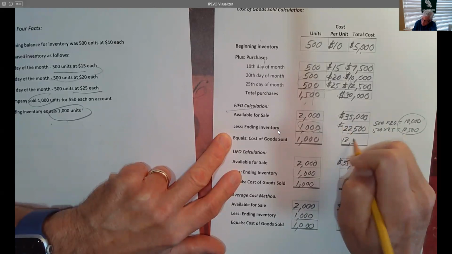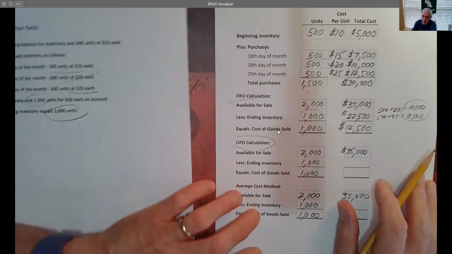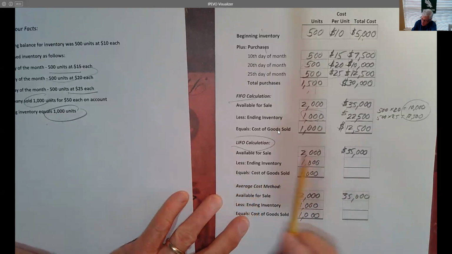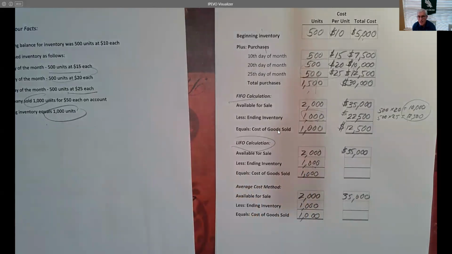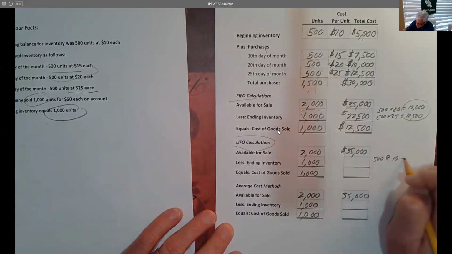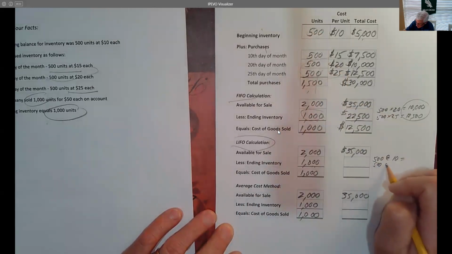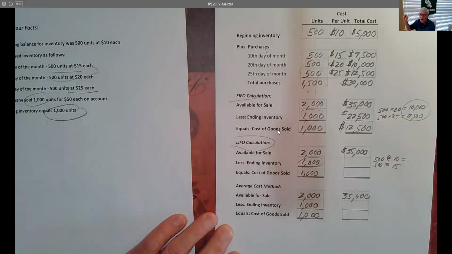Let's do LIFO. Under LIFO, this is really straightforward stuff, guys. You can just knock this out on the exam. I'm totally confident you guys will do well. Now, under LIFO, the ending units of 1,000, the last ones in are the first ones out. Which ones are still hanging around? The first ones. 500 at 10 and 500 at 15. They were the ones from the beginning of the period and the first ones we bought, because the last ones we bought are the first ones out, LIFO.